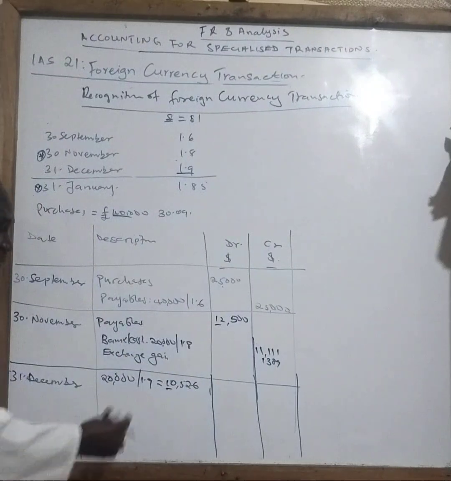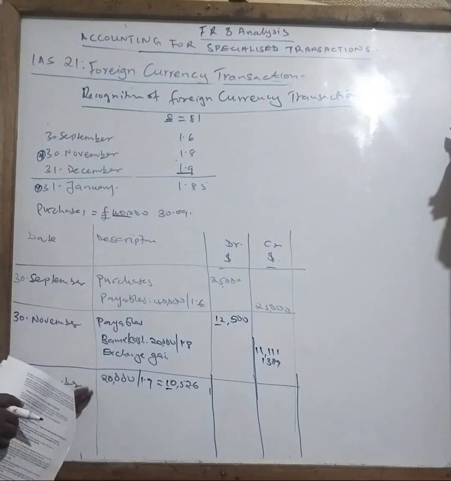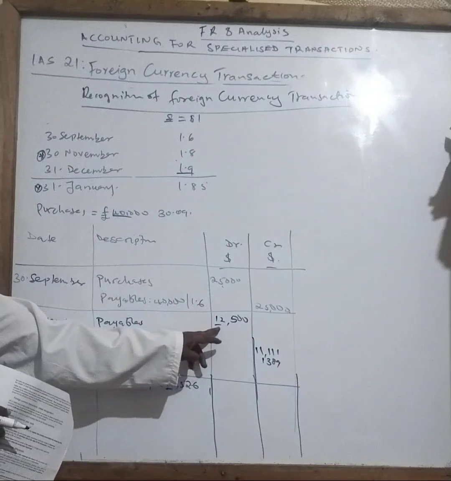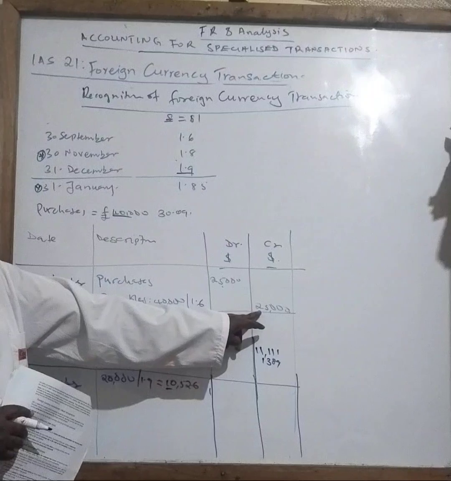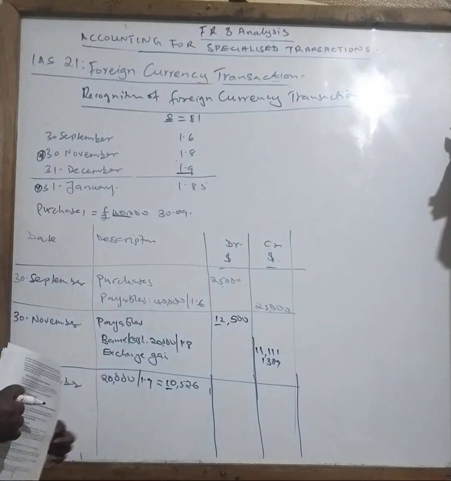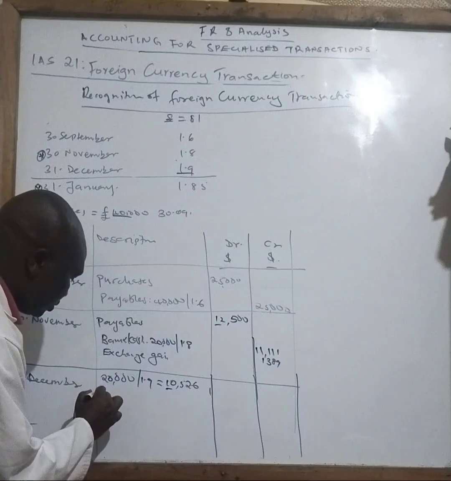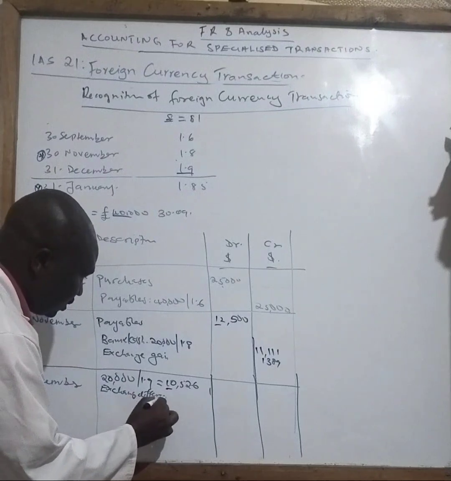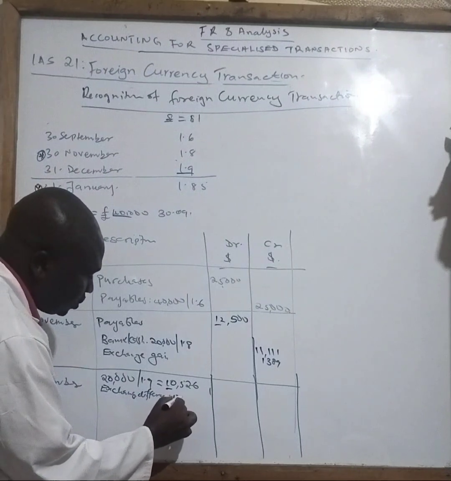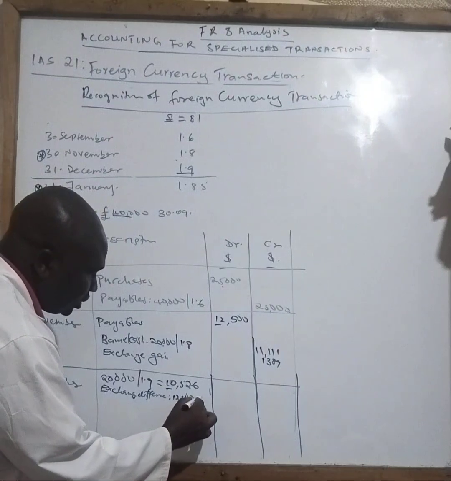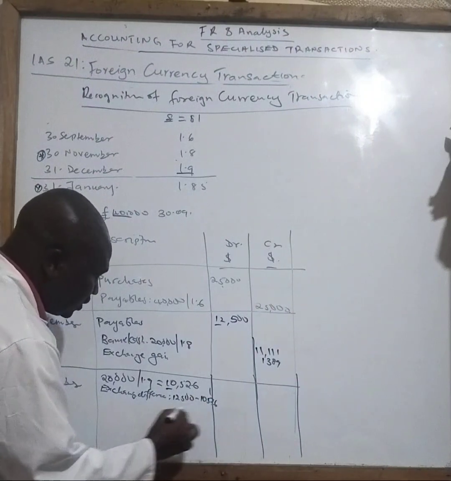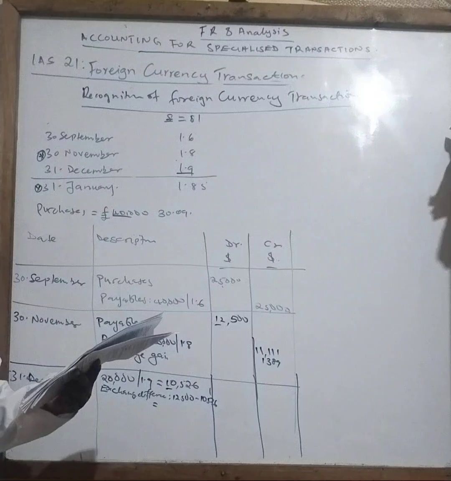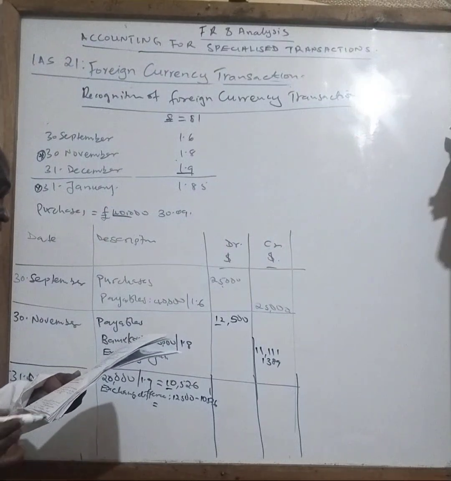So how much is the exchange? You can see that if I was to pay on 31st of December, I will pay 10,526. But because I'm not paying, I have to compare with the previous remaining amount, which is 12,500 from here. So I compare the two. What is the exchange difference? I will take now 12,500 minus 10,526. My answer is how much? 1,974.